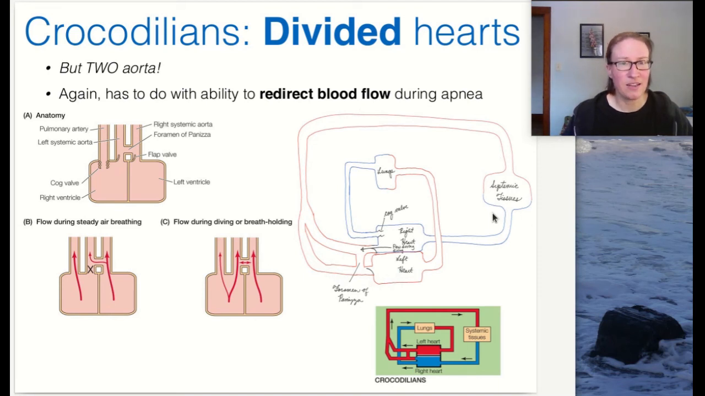Now, when this crocodile is diving, this cog valve will close or become more restricted. So under those circumstances, pressure forces will favor use of the other branch of the aorta from the right heart to circulate back through these systemic tissues. So basically, when a crocodile is diving, it too can bypass the lungs and just redivert blood flow through the rest of its tissues when it's experiencing apnea.